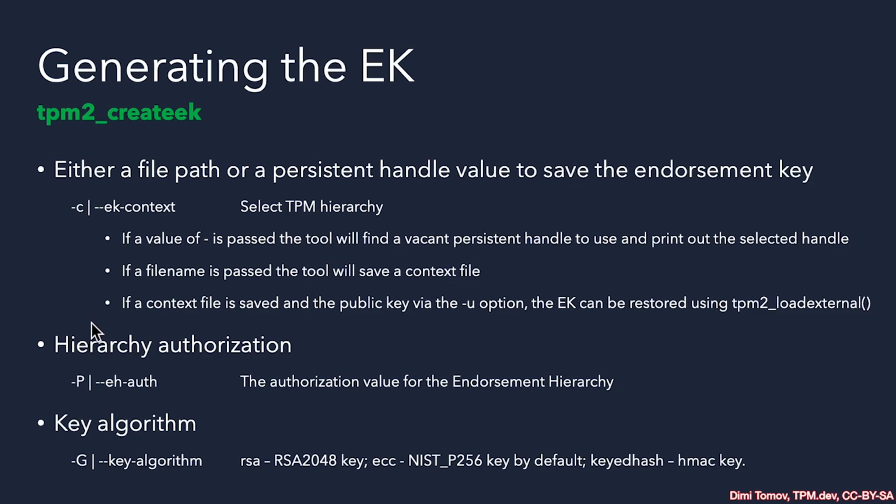Save, load context is how the TPM2 tools worked, and we talked about this in TC 1101. Because we're generating a primary key under the endorsement hierarchy, of course, we need to provide the authorization value for that hierarchy. And remember, the default authorizations are empty. If you have changed your hierarchy authorization, make sure you set the new one.